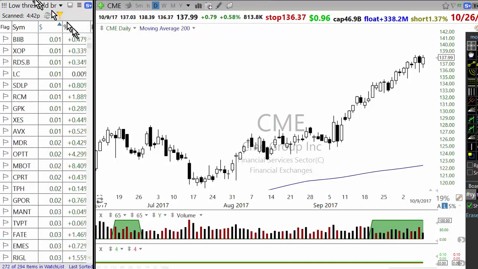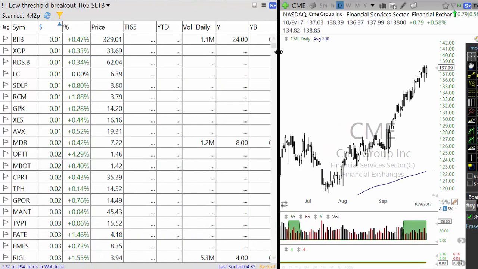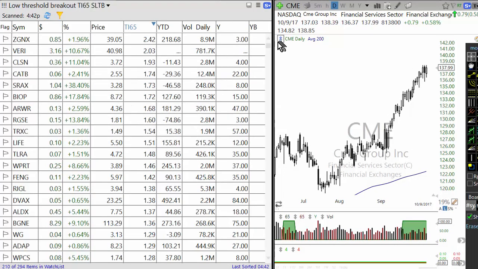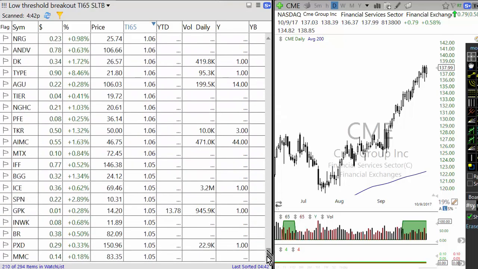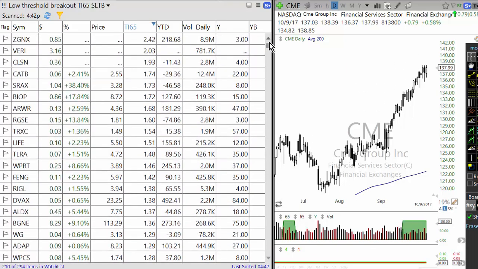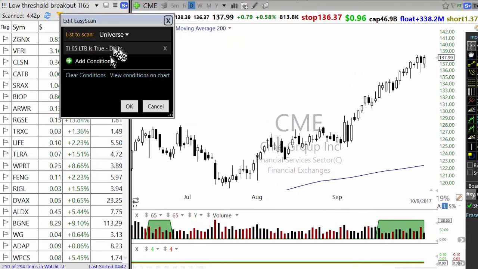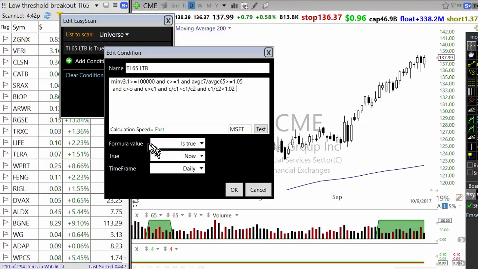The first is a scan which looks for stocks which have a trend intensity of 105. These are all stocks which have a trend intensity of 105, and which are having a low threshold breakout. So let's have a look at the scan to try and understand what each condition means.